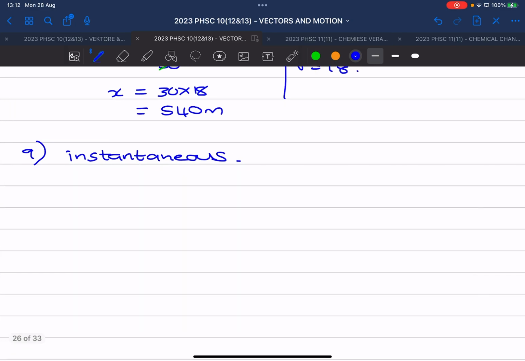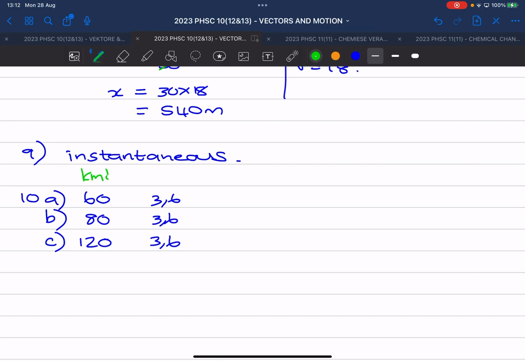Okay, then question 10, they ask you to convert the following kilometers per hour to meters per second. Khali, when we convert it, do we multiply or divide by 3.6? From kilometers per hour to meters per second, you divide by 3.6.